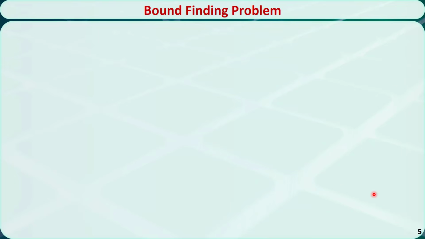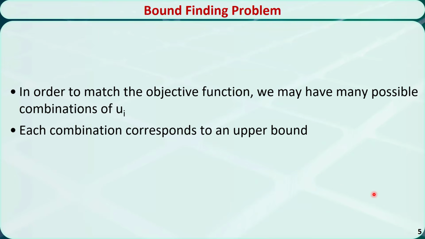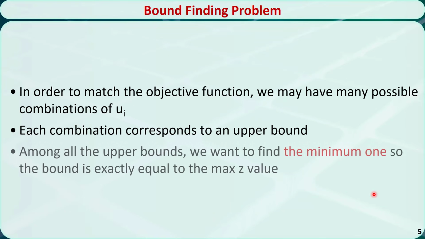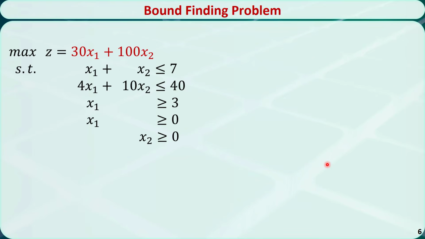In order to match the objective function, we may have many possible combinations of ui. Each combination corresponds to an upper bound. Among all these upper bounds, we want to find the minimum one so the bound is exactly equal to the max Z value. So the original problem is changed to a minimum upper bound finding problem. It is equivalent to finding the best possible multiplication factors for constraints so that the resultant constraint matches the objective function with a minimum right-hand side.